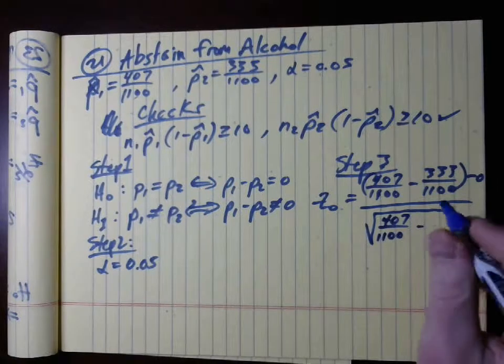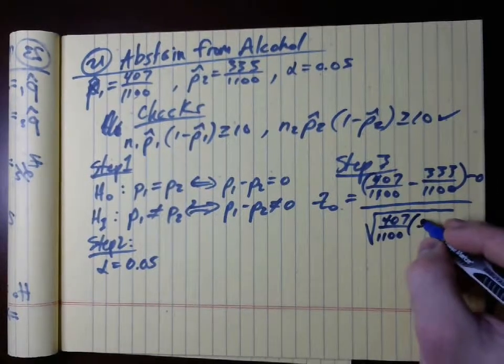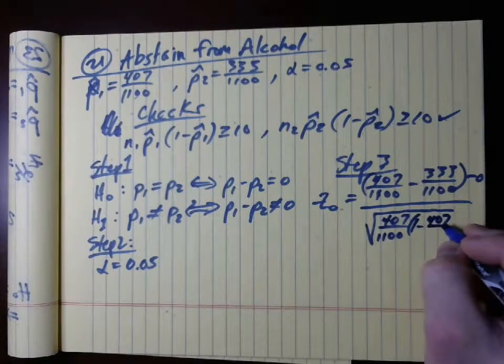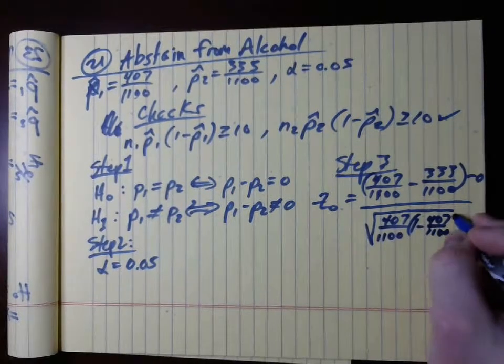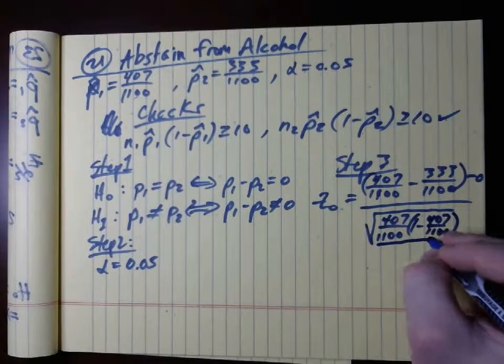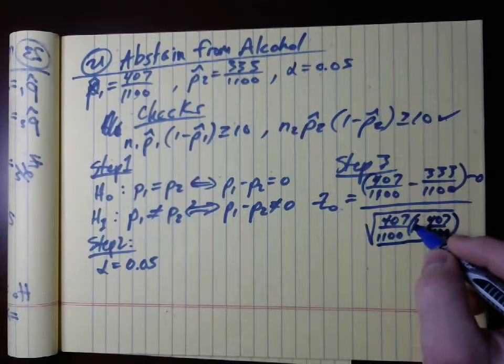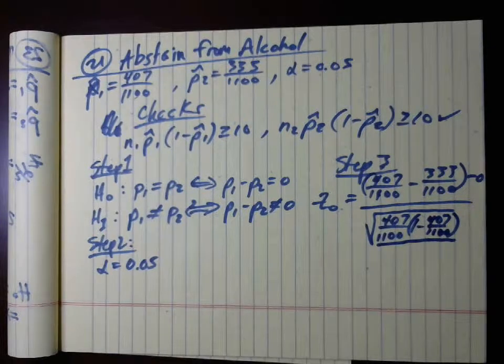Oy, what is wrong with me? Times 1 minus 407 divided by 1100, divided by, so P hat 1 times... I'm forgetting one thing, the pooled... what did we call it? Sorry.